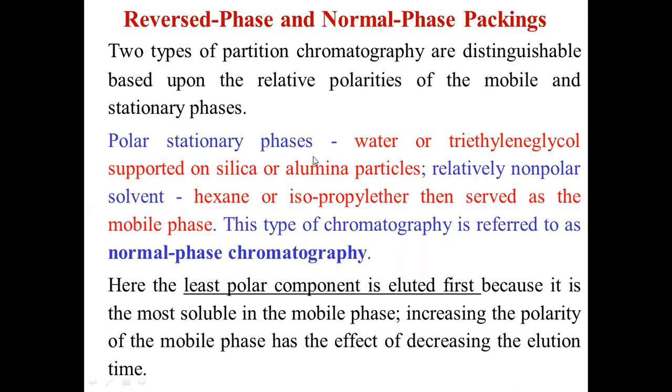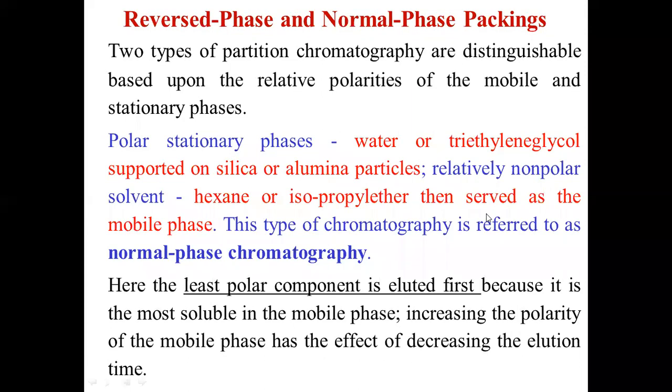So, water and triethylene glycol are highly polar and they are immobilized over the surface of silica. Therefore, this stationary phase is called a polar stationary phase. And the mobile phase you are going to use during the elution step is going to be non-polar. For example, hexane, isopropyl ether, n-hexane, all these species are non-polar. They are going to be used to serve as the mobile phase by utilizing their non-polarity. They are not polar, they are non-polar.